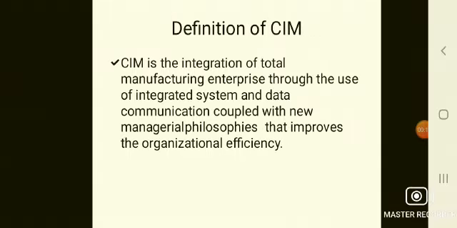Definition of CIM: CIM is the integration of the total manufacturing enterprise through the use of integrated systems and data communications, coupled with new managerial philosophies that improve organizational efficiency. From this definition, we understand that from the raw material to the finished product, all the activities carried out in the industries are monitored and controlled by the use of integrated computer systems.